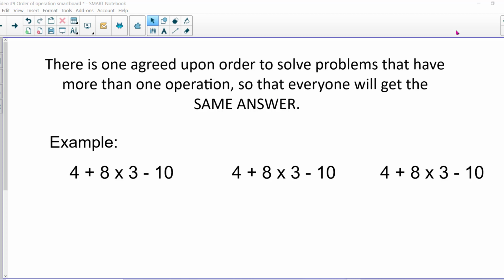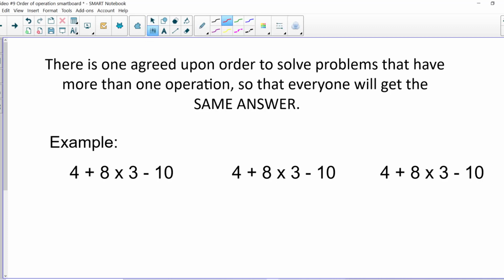In the world, there is literally one agreed upon order that we all solve problems that have more than one operation in them. You know, operation meaning like adding, subtracting, multiplying, dividing, and so forth. And we have this order so that everyone will get the same answer. Here's what I mean. If you'll notice down here, I've rewritten this same exact problem 3 times. So you can see how we could get different answers depending on what order we solve the operations.